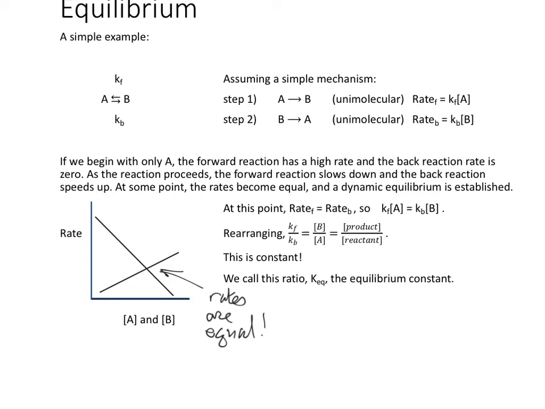So that means that the rate constant in the forward direction times the concentration of A is equal to the rate constant of the backwards direction times the concentration of B. Now, when they are equal, we can rearrange that equation, and you get that the ratio of the forward to the backward rate constants is equal to the ratio of the concentration of B over the concentration of A, or products over reactants. Notice that's constant. We call this ratio KEQ, the equilibrium constant.